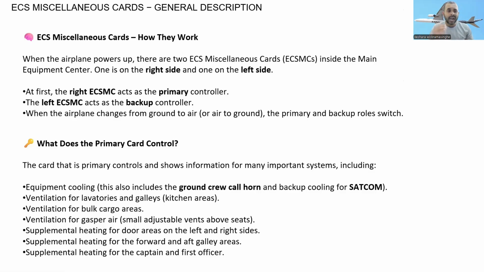The card that is primary controls and shows information for many important systems, including equipment cooling. This also includes the ground crew call horn and backup cooling for the SATCOM, and the ventilation for lavatories and galleys, kitchen areas, and the ventilation for the bulk cargo areas, and ventilation for the Gasper, the small adjustable vent above the seat, and the supplemental heating for door areas on the left and right sides, and the supplemental heating for the forward and aft galley areas, and supplemental heating for the captain and first officer.